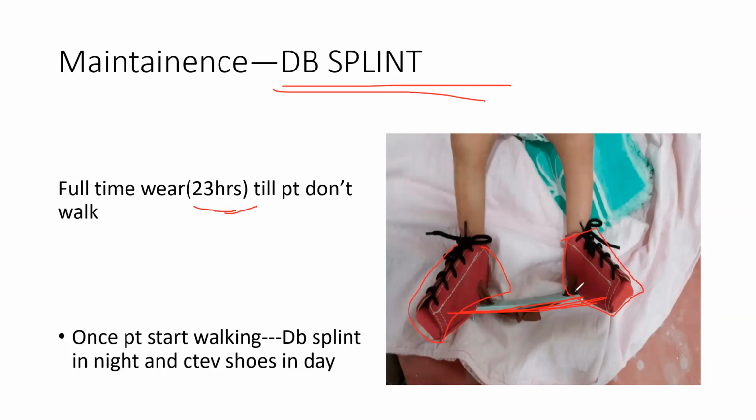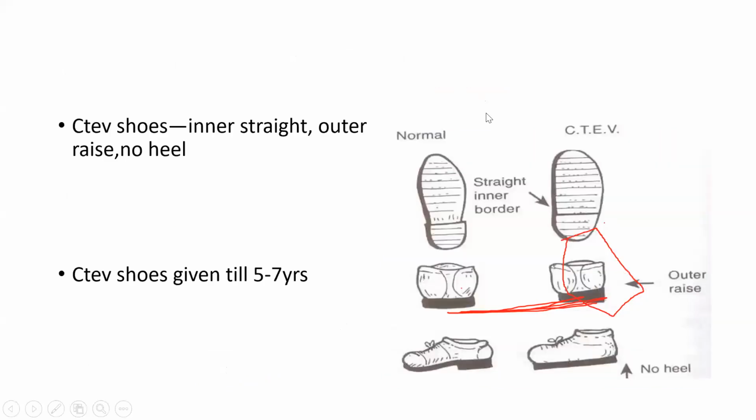Once the baby starts walking, you cannot keep the DB splint because the feet are connected and the baby will fall. So you will give some CTEV shoes, which have the same principle as the DB splint, but they are not connected. So CTEV shoes in the morning, and in the night you just have the DB splint. So for 4 to 5 years you have to follow this rule. So till the baby is walking, you just give the DB splint, and after that you give CTEV shoes in the morning and the DB splint at night. Okay. So what are CTEV shoes? So what is your deformity? They work against your deformity.